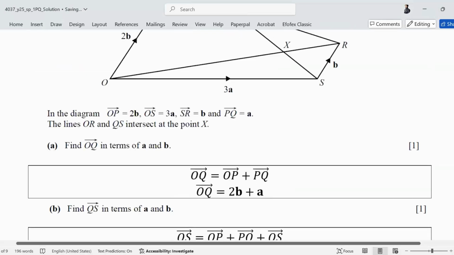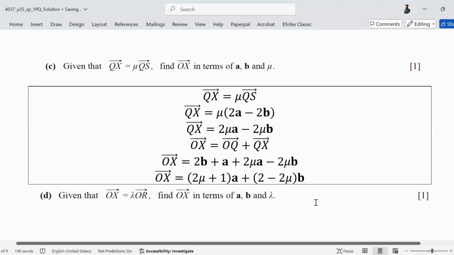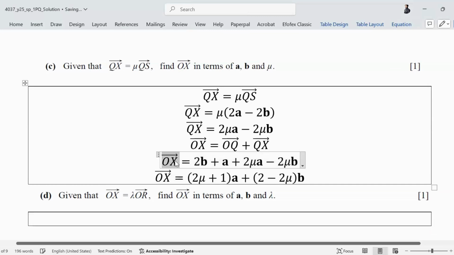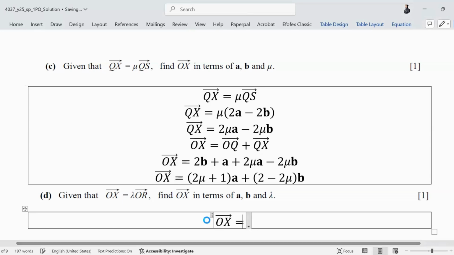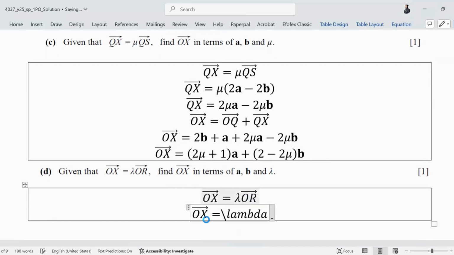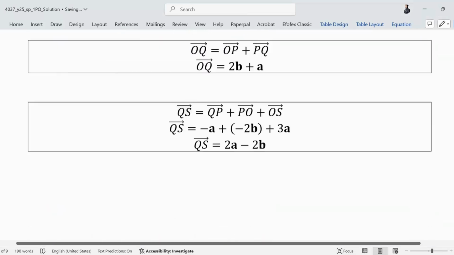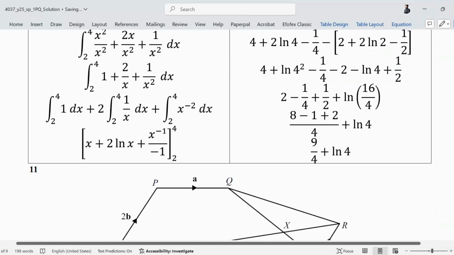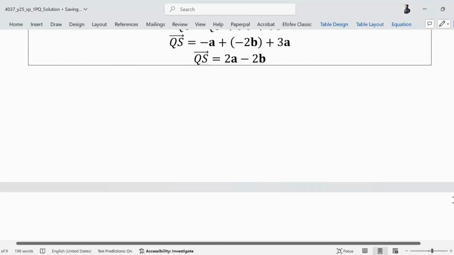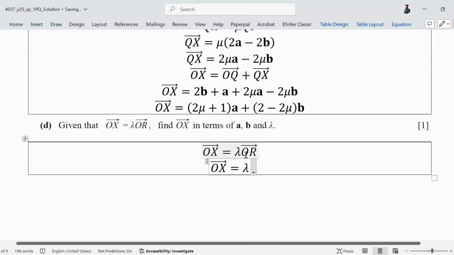Now I need to find OX as lambda OR. I need to find it in terms of lambda, A and B. So the first thing that I know is that OX is lambda OR. I do not even know OR, but let's see, can I find OR easily through the figure? OR is basically OS plus SR. OS plus SR is OR, which is 3A plus B. So in place of OR, I'll just write 3A plus B.